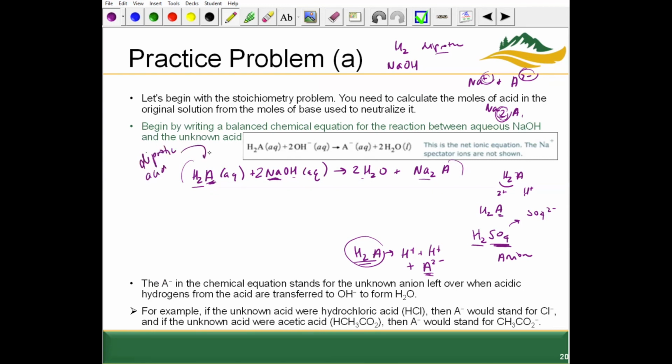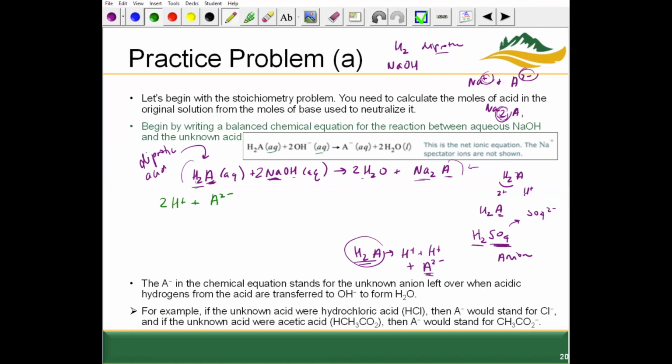This is the general form of a diprotic acid reacting with a strong base to then form water and a salt, again with this general unknown anion. To start writing out the net ionic equation then, we know H plus is going to dissociate. There are 2 of them. Then there's A with a charge of 2 minus.